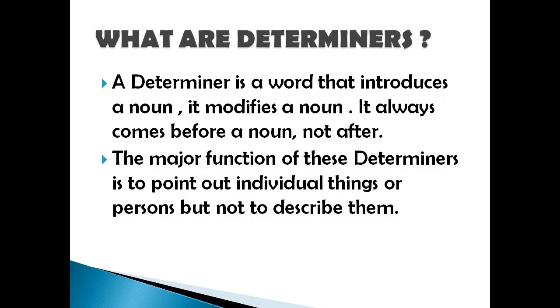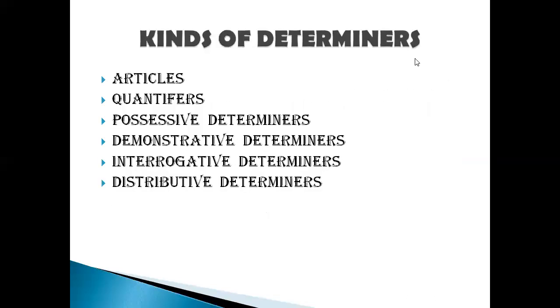The major function of these determiners is to point out individual things or persons, but not to describe them. They do not describe a noun or a pronoun, but determiners always point out the individual things or a person. Now we will see the different kinds of determiners that we are going to learn. The different kinds of determiners are articles, quantifiers, possessive determiners, demonstrative determiners, interrogative determiners, and distributive determiners.